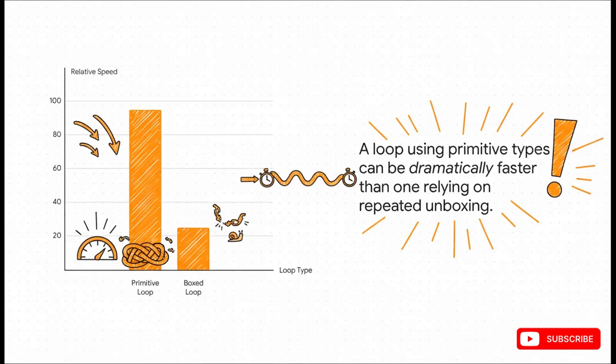And this graph really just says it all. The performance cost isn't just some theory. It is real, and it is tangible. As you can see, a loop that just sticks to primitive types can be massively faster than one that's constantly unboxing. In those really performance-critical parts of your application, this difference isn't just noticeable. It can be the difference between fast and unusable.